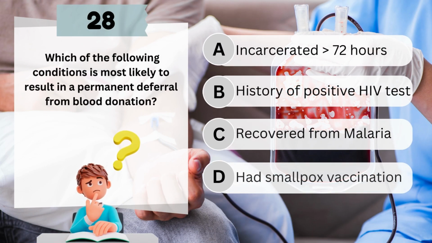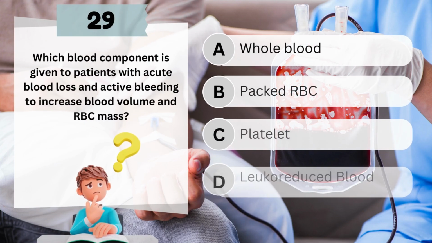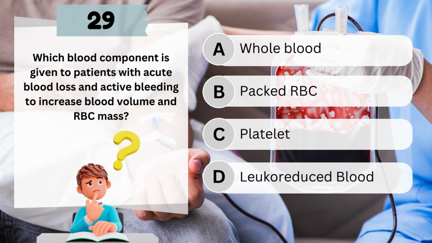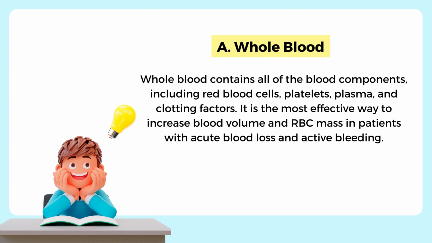Which of the following conditions is most likely to result in a permanent deferral from blood donation? The correct answer is B. History of positive HIV test. Which blood component is given to patients with acute blood loss and active bleeding to increase blood volume and RBC mass? The correct answer is A. Whole blood.